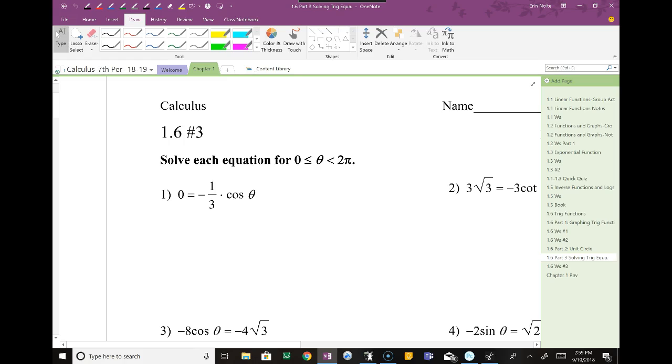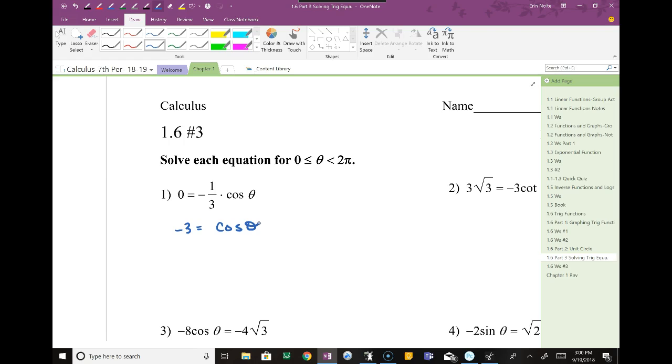For question number 1, I've got a cosine. I need to get rid of that 1/3. So how would I get rid of a 1/3? Multiply, and it's actually negative, so it's actually -3. Now notice the variable that we're trying to find is theta. Do you remember what theta is usually representing? It is an x, but more specifically, it's representing an angle. So we're trying to find angles.